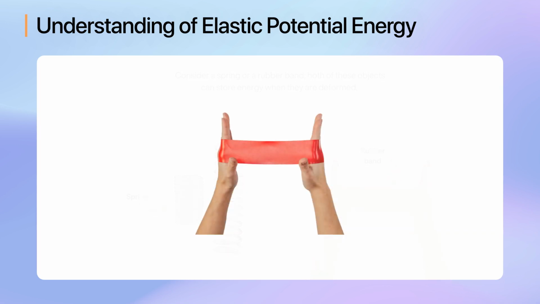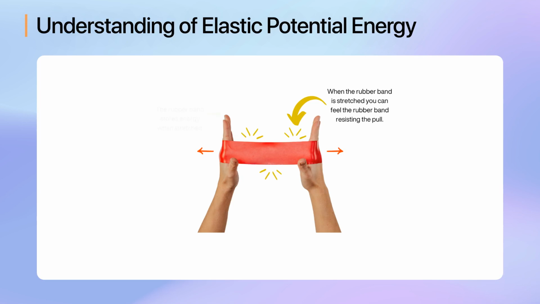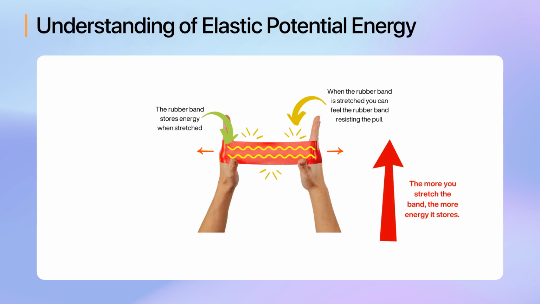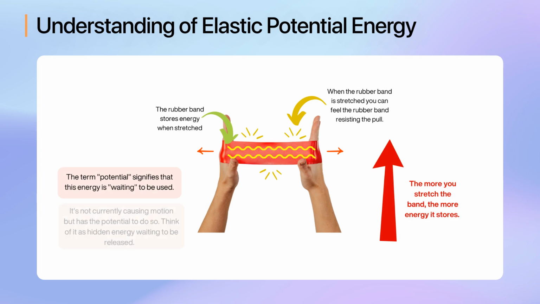For instance, when you pull back a rubber band, it doesn't move, but you can feel it resisting your pull. This resistance occurs because the rubber band is storing energy as it is stretched. The more you stretch it, the more energy it stores. The term potential signifies that this energy is waiting to be used. It's not currently causing motion, but has the potential to do so. Think of it as hidden energy waiting to be released.